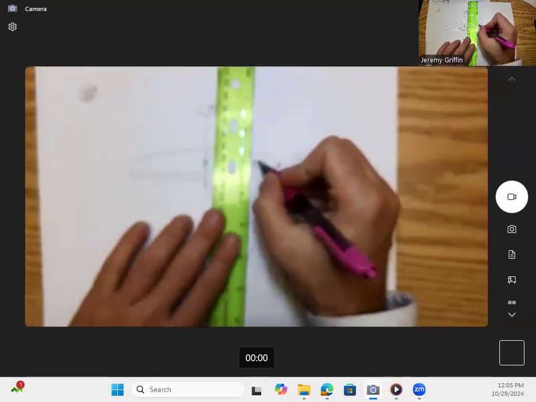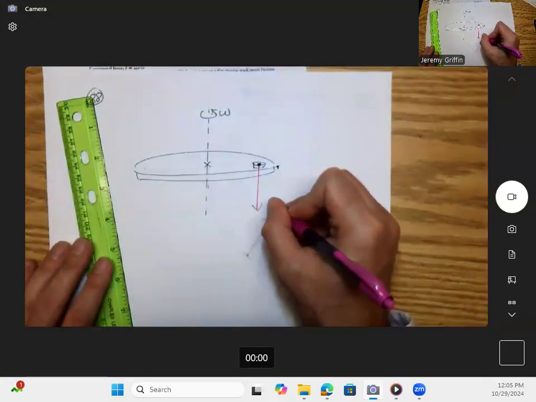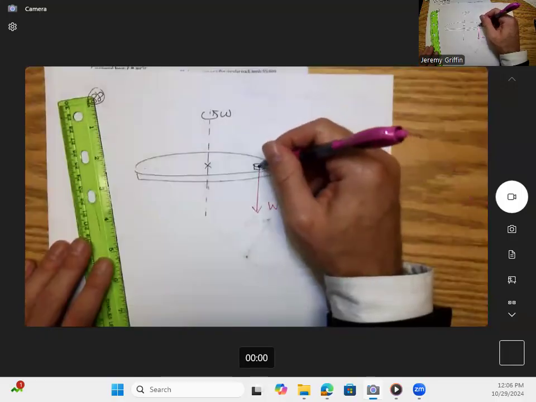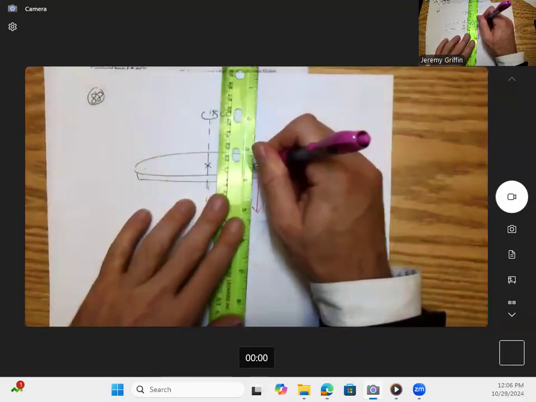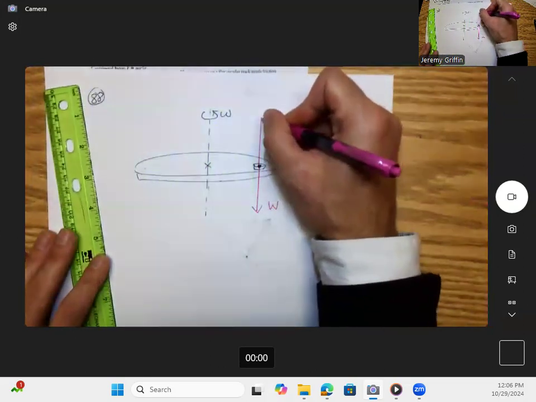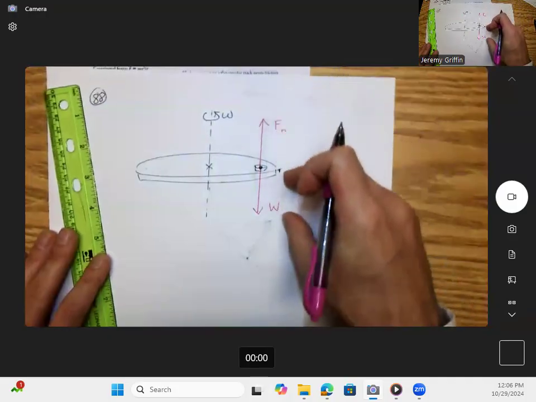Okay. Now they gave you one force. They said this coin does have a weight, so let's go ahead and label that W for weight. Guess what's another force acting on this coin? Normal force. How long should you draw that normal force? Yeah, same as the weight. It has to cancel out the weight.